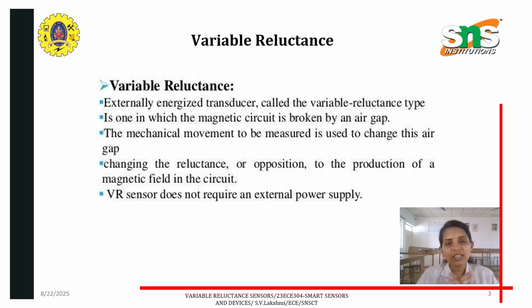The externally energized transducer is our variable reluctance type. Here the magnetic circuit will be broken by an air gap. Based on the mechanical movement that is used to change the air gap, we can calculate the displacement of the target material. Changing the reluctance, or the opposition to the production of magnetic field, will be done with the help of this variable reluctance transducer.